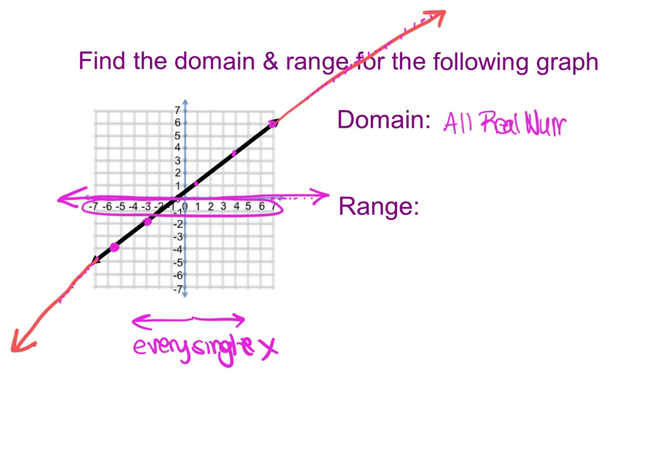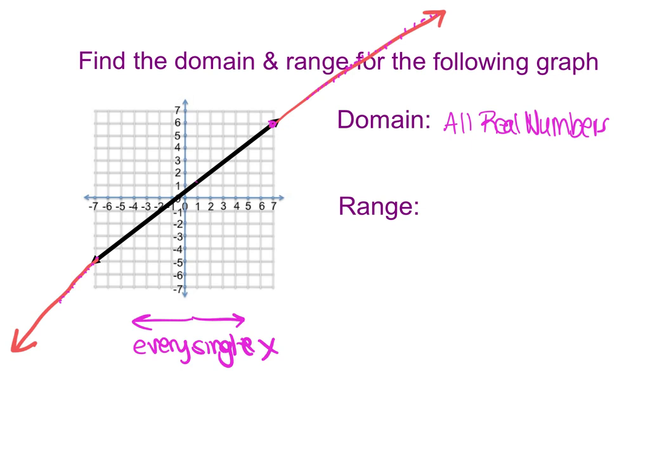So if you notice that a graph is going forever to the right and forever to the left in some way, even if it's at a diagonal, and you notice that you need every single x value to make coordinates on that graph, you can simply write all real numbers. Now let's flip this around a little bit. Let's look at the y values.